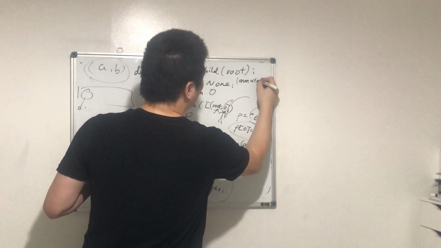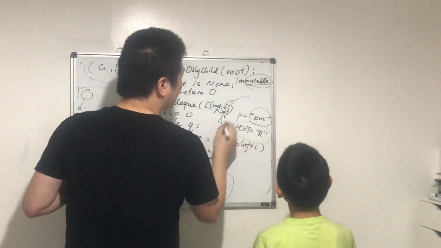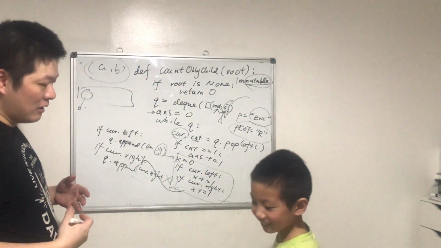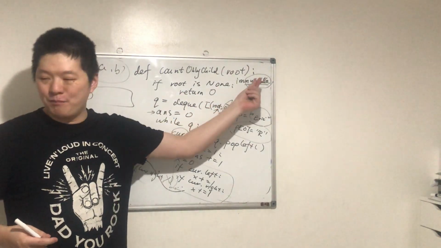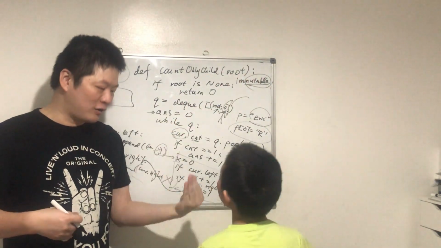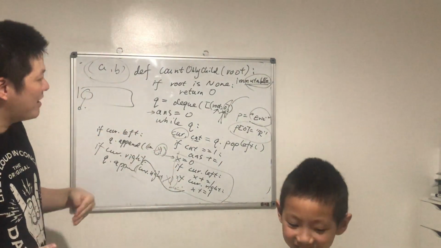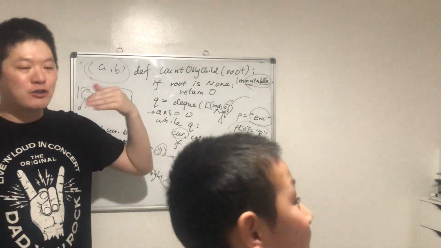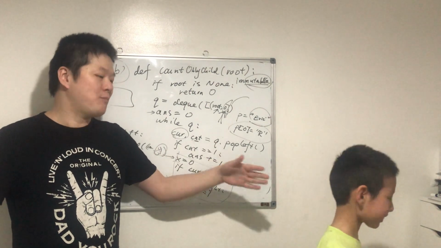What's immutable? What's mutable mean? In Zoom, you can't talk. No, mutable, not mute. Mute is you can't talk. Mutable means change. Mutate, okay? So immutable means you can't change. It stays the same.